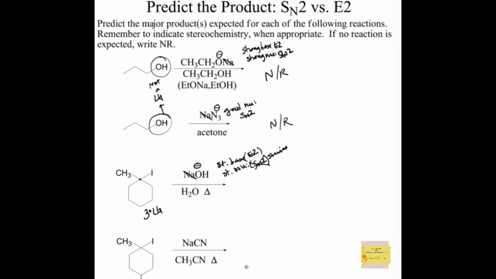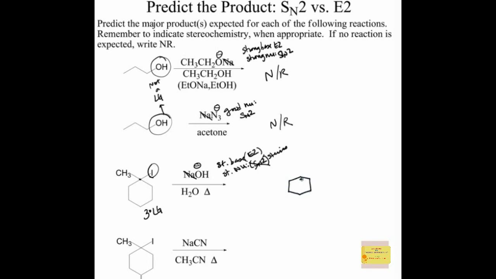And so now we have to think about regiochemistry. We have to think about stereochemistry. We've already identified our leaving group. Where is our beta hydrogen? Well, we have either one of these beta hydrogens. This is very similar to a substrate we worked with earlier.